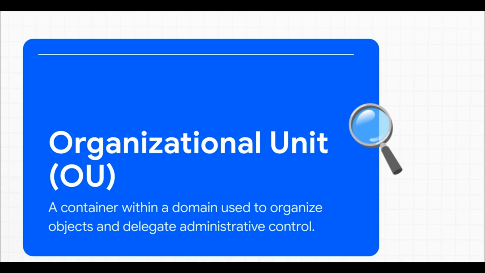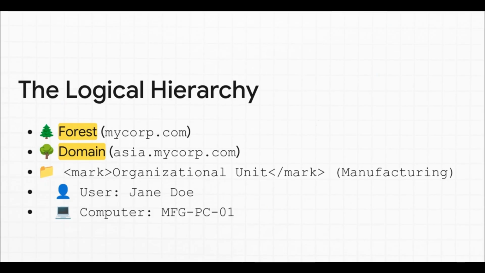It's incredibly powerful. And this right here just lays it all out perfectly. You see the big picture. You've got the forest at the top. Inside that, maybe you have a domain for a whole continent, like asia.mycorp.com, and inside that domain, you've got an OU for the manufacturing department. And then finally, inside that OU, you place the actual objects, a user like Jane Doe and her specific computer. It's just a clean, logical way to organize everything.